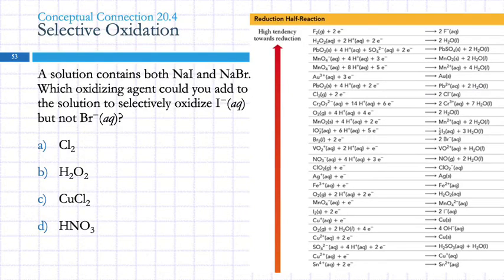Okay, picking up here. A solution contains both sodium iodide and sodium bromide. Which oxidizing agent could you add to the solution to selectively oxidize iodide, but not oxidize bromide? And we're given some different choices here. So the first thing I'm going to do is find iodide and bromide on our half reaction list here.